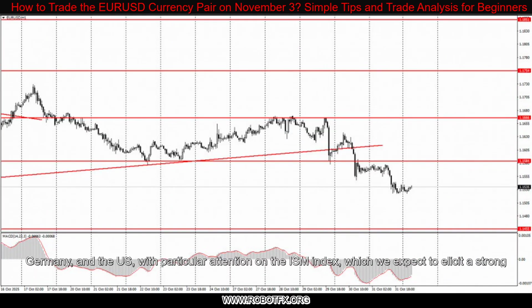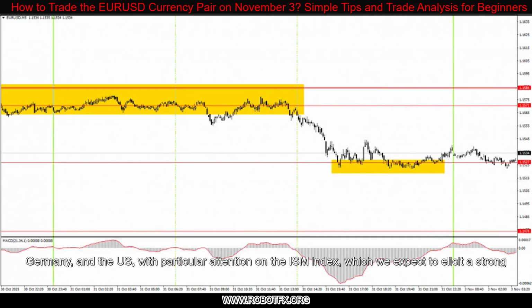1.1970-1.1988. On Monday, business activity indices are scheduled for publication in the Eurozone, Germany, and the US, with particular attention on the ISM index, which we expect to elicit a strong market reaction.